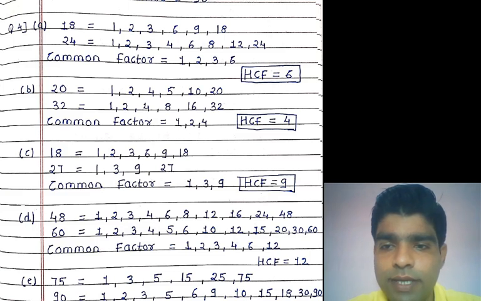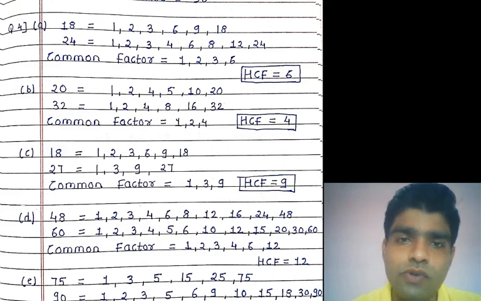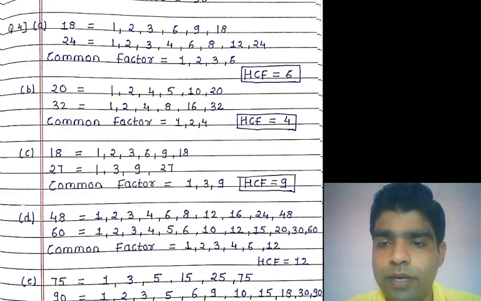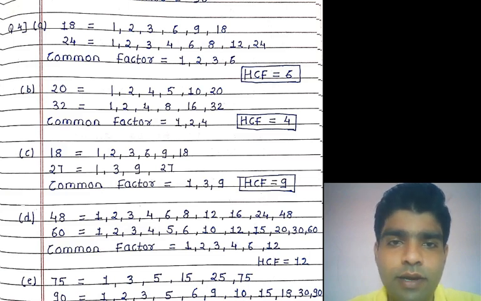The factors of 20 are 1, 2 because 2 tens are 20, 4 because 4 fives are 20, 5 because 5 fours are 20, 10 because 10 twos are 20, and the last one is 20. It means the factors of 20 are 1, 2, 4, 5, 10 and 20. Next, the factors of 32 are 1, 2, 4, 8, 16 and 32.